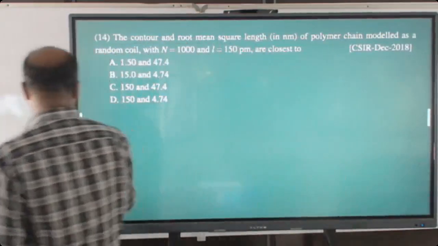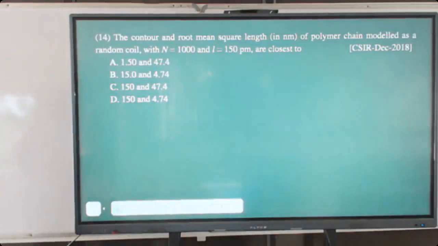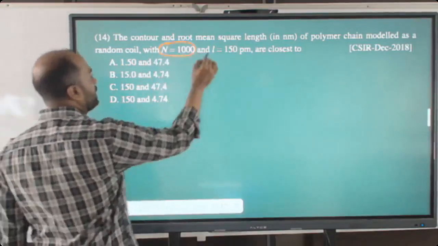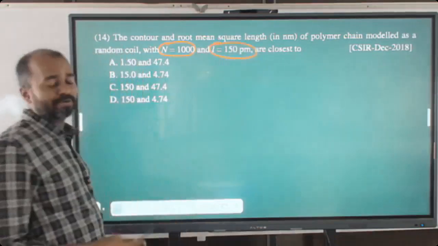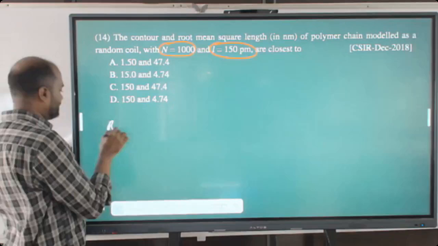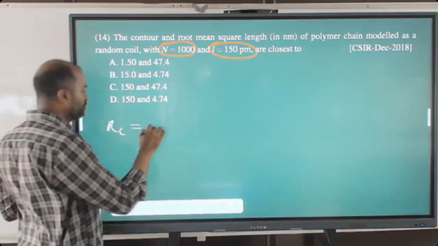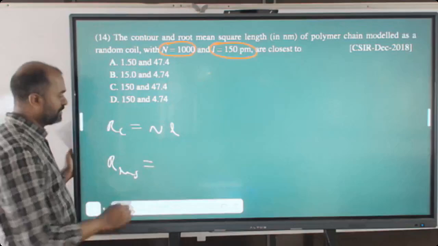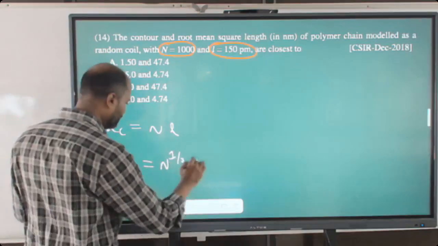Four mark questions. Question number 14. The contour and root mean square length of a polymer chain modeled as a random coil, N is equal to 1000 and L is equal to 150 picometer, are closest to. Contour length RC is equal to N into L. Root mean square length R RMS is equal to N raised to 1 by 2 into L.